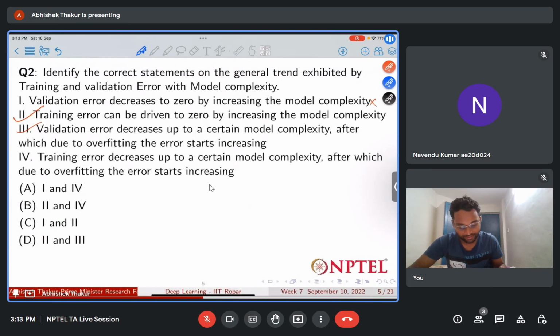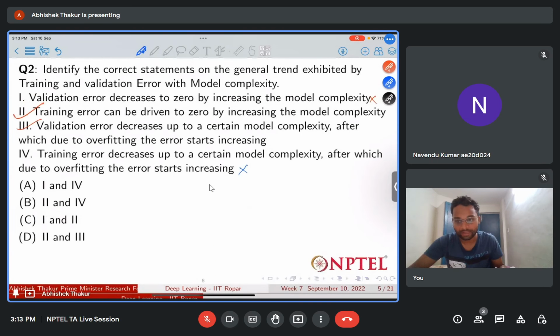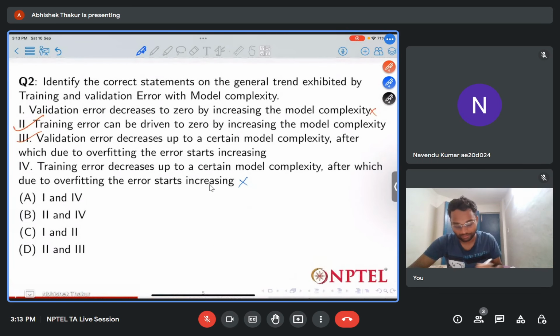Option 4: training error decreases up to a certain model complexity, after which, due to overfitting, the error starts increasing. This is wrong because training error keeps on decreasing up to zero. So the correct options are option 2 and 3, which is given in option D.